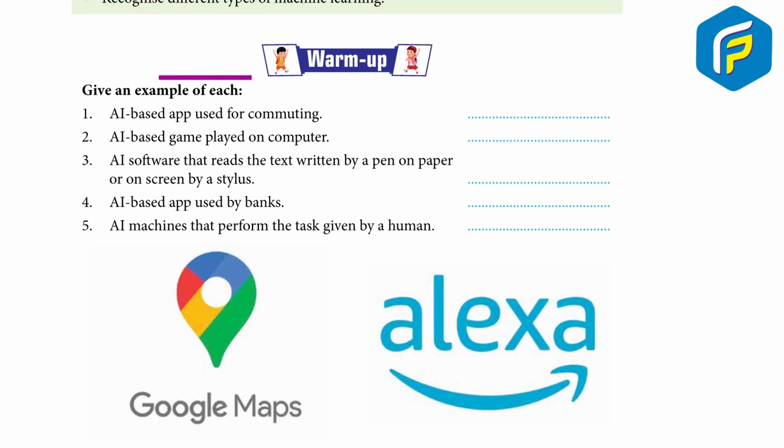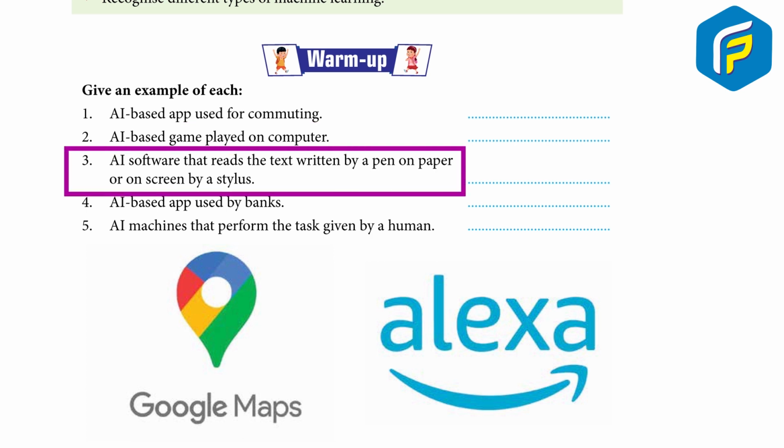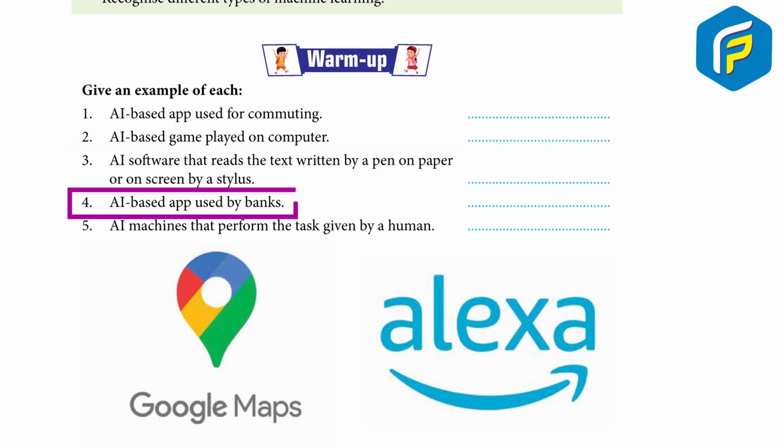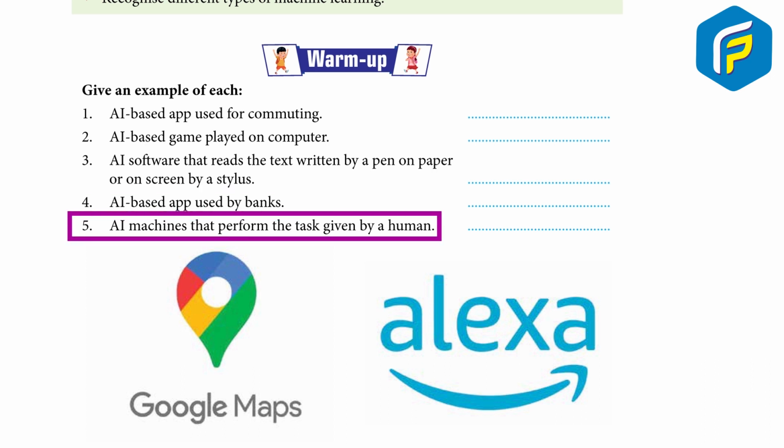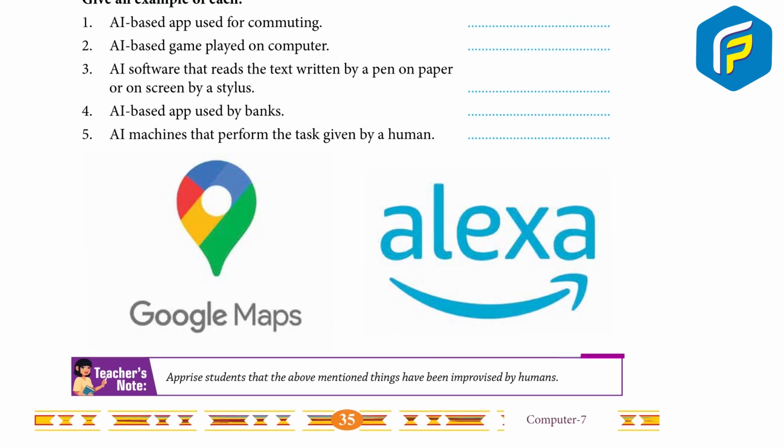Warm up. Give an example of each. 1. An AI-based app used for commuting. 2. An AI-based game played on a computer. 3. AI software that reads the text written by a pen on paper or by a stylus on screen. 4. An AI-based app used by banks. 5. An AI machine that performs the tasks given by humans. Teacher's note: apprise students that the above-mentioned things have been improvised by humans.